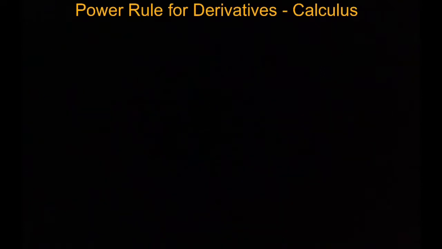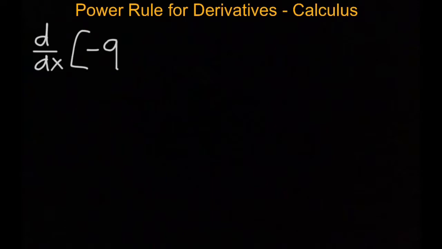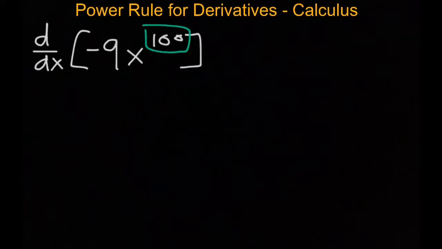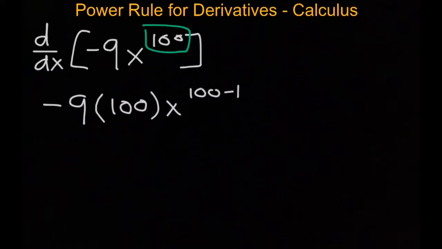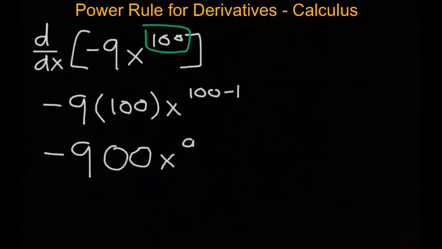Now, let's review and apply these concepts that we have just learned. I'm going to apply these concepts to a few questions. So let's say we want to find the derivative of negative 9 times x to the power of 100. So in this case, our n value is 100. So we can write this out as 9 times 100 times x to the power of 100 minus 1. So we can simplify this. So we'll have 900 times x to the power of 100 minus 1, which is 99. And this is our answer.